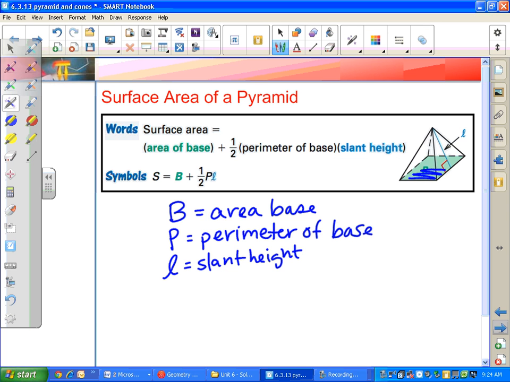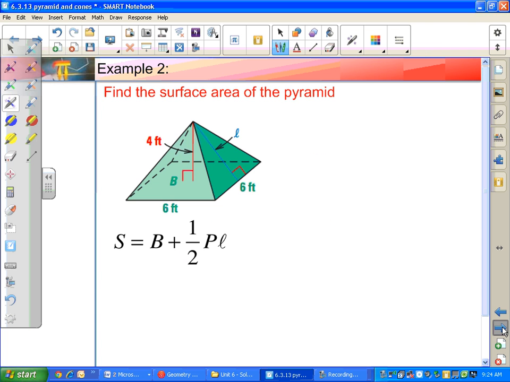So capital B, the area of the whole base, perimeter, distance all the way around the base, and then the slant height. Now you might be wondering why this is a 1/2, but think about what other area formulas have a 1/2 in it and how that might apply to this situation. All right, so let's do an example.